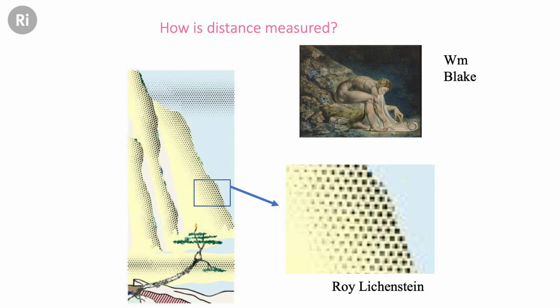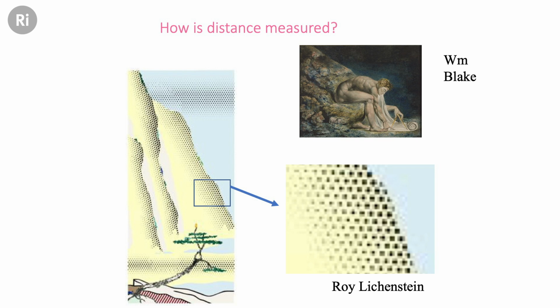Okay, now I've told you that we think we have cells which actually are delineating something about distance. And the question has always been, as you can see on the upper right-hand side, whether distance in the brain is measured in some way, such as Blake's depiction of Newton, where he has a calipers and he's actually trying to measure off the distance between two points on it, or whether it's something more sophisticated, as shown in the Roy Lichtenstein paintings.